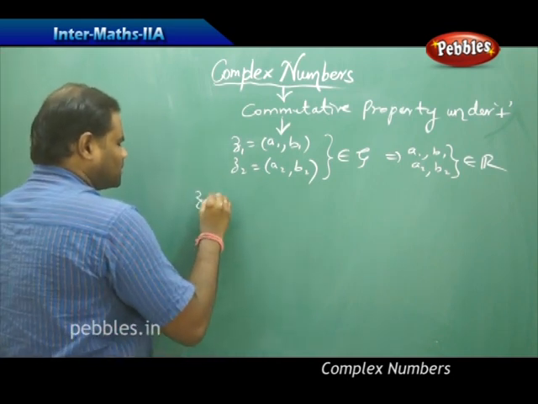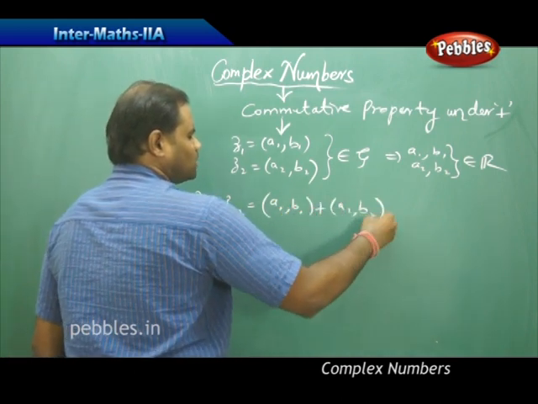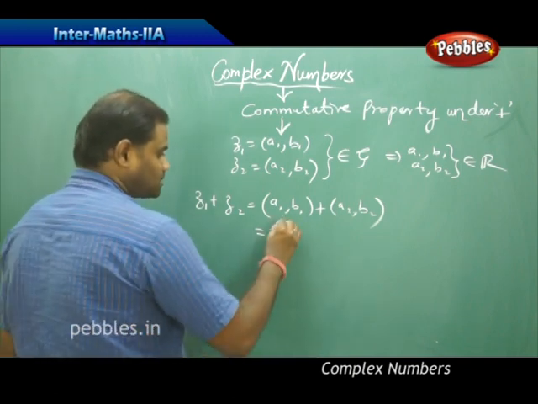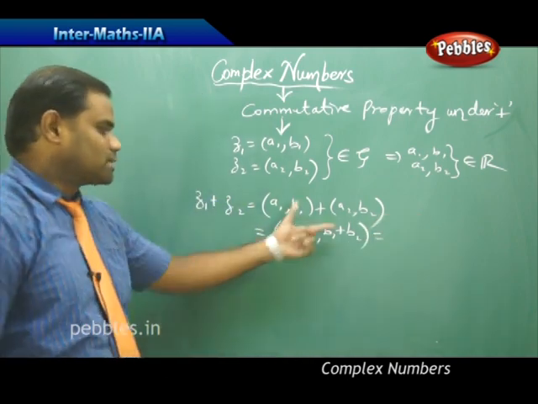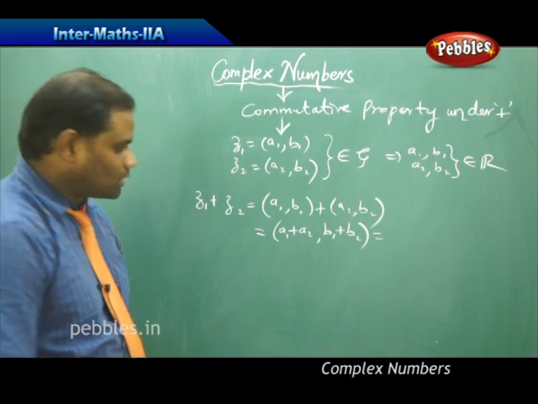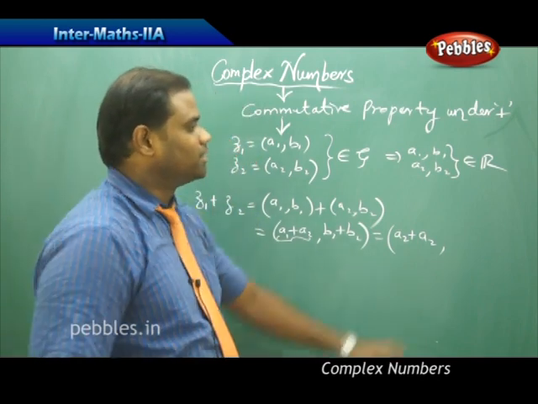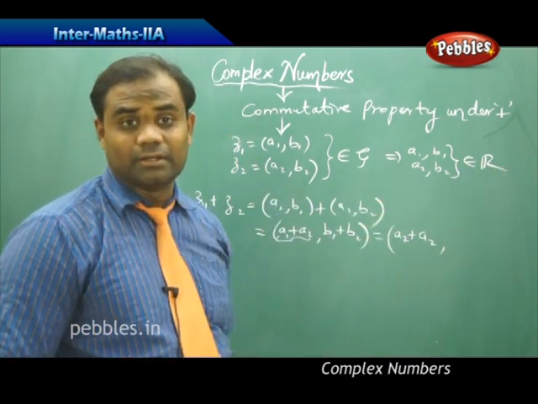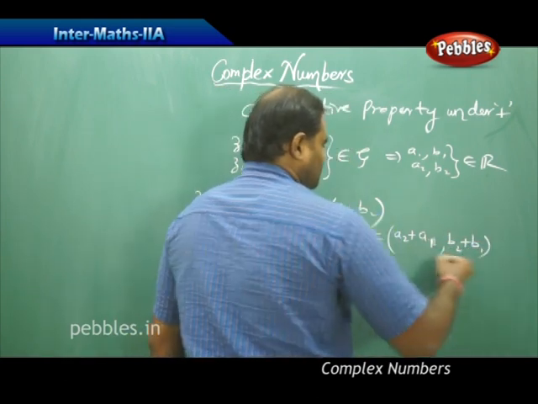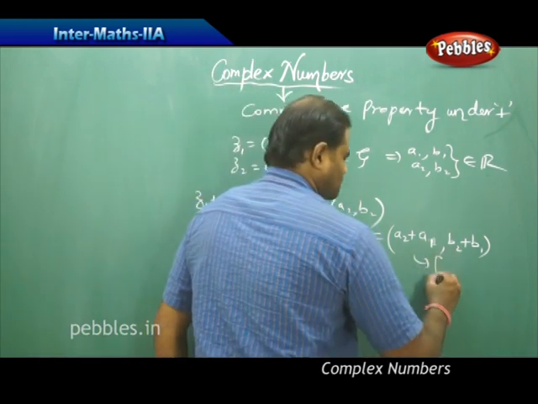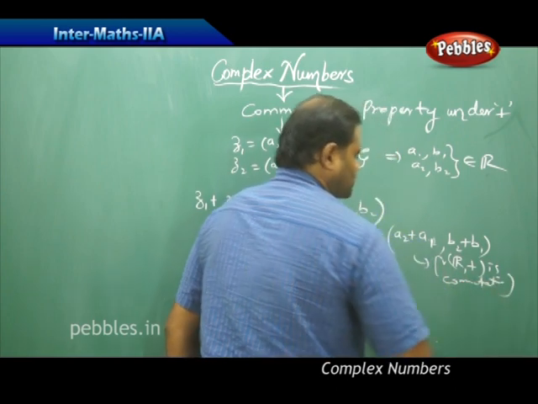Now for the commutative property, my z1 plus z2 is (a1, b1) plus (a2, b2), which on addition of complex numbers gives me (a1 plus a2, b1 plus b2). Now as I know that these are real numbers, I can interchange them because the real numbers have the freedom of changing, because R plus is commutative, and therefore this reduces to (a2 plus a1, b2 plus b1) when interchanged, because R plus is commutative. That is what we get as the property.